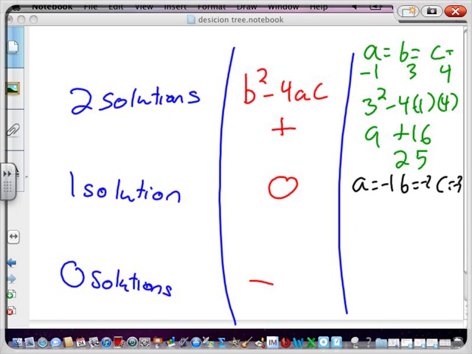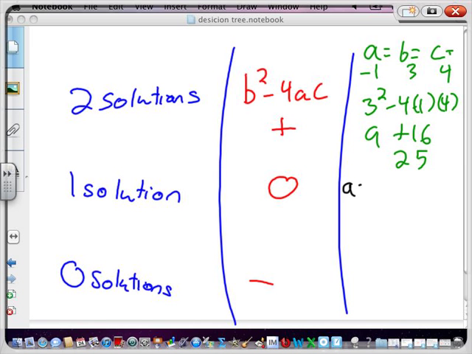Let's look at something else for 1 second here. I want whatever b squared is to when I subtract 4ac, it gives me 0. Okay? So let's start with, let's just pick our b.